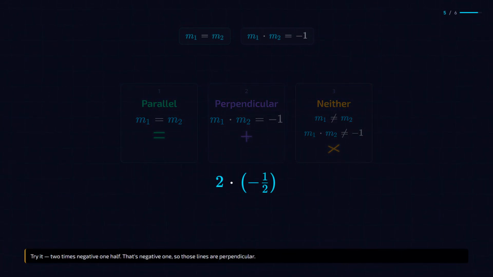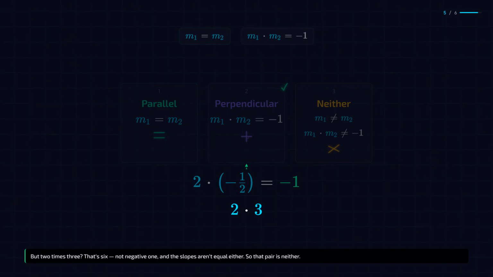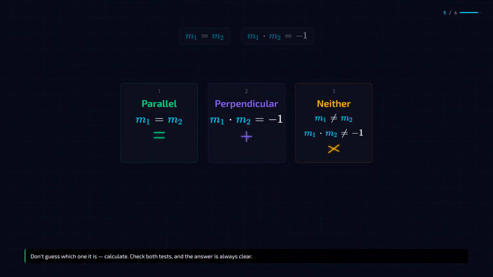2 times negative 1/2. That's negative 1, so those lines are perpendicular. But 2 times 3? That's 6. Not negative 1, and the slopes aren't equal either. So that pair is neither. Don't guess which one it is. Calculate. Check both tests, and the answer is always clear.